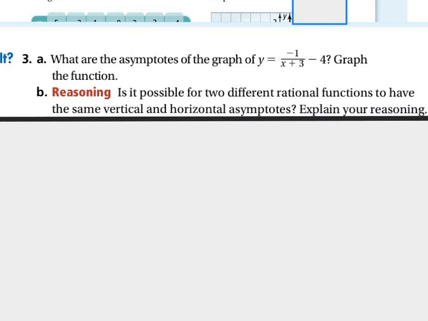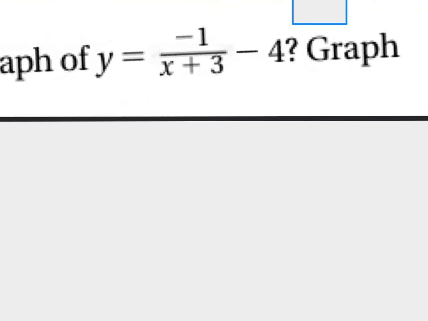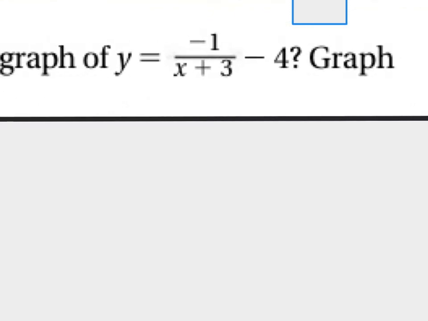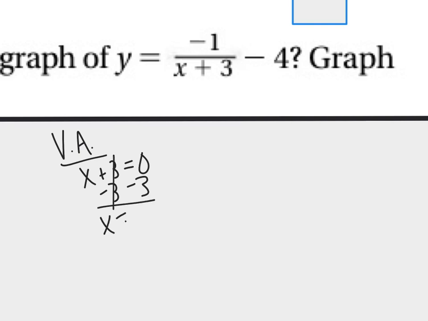So if we look for our vertical asymptote here, vertical asymptote would be what would make the denominator 0. So basically, if x plus 3 equals 0, that's our vertical asymptote. So x equals -3 would be the vertical asymptote.